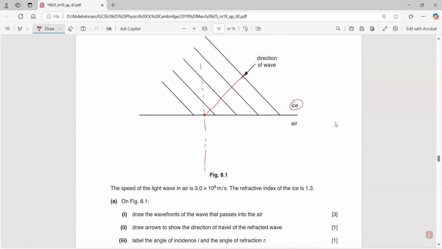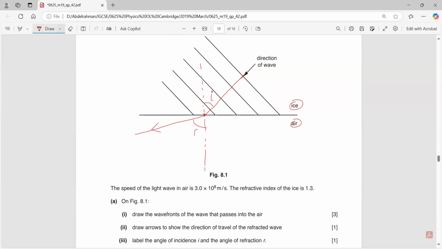As you're moving from ice to air, will the ray get bent towards the normal or away from the normal? Will the angle increase or decrease? Yes, the angle will increase. Why? Because it's moving into air, so the speed increases. It's moving away this way. This is the direction. This is the angle of incidence, and this is the angle of refraction.